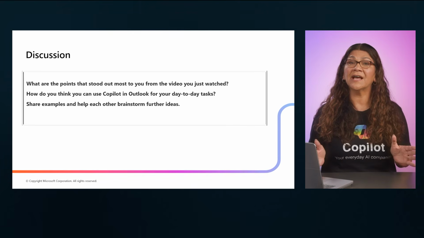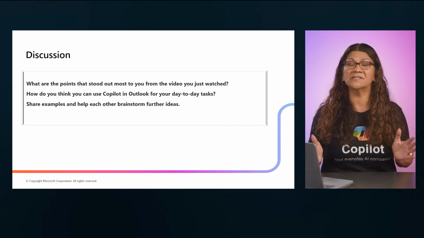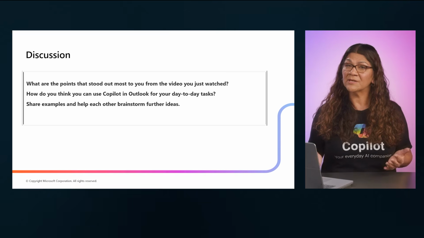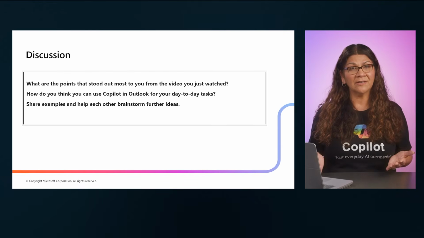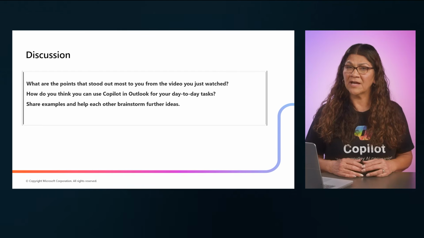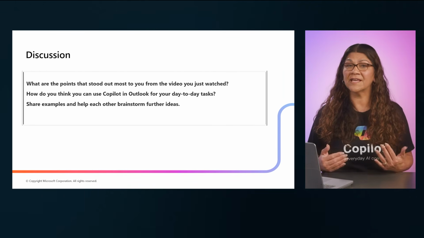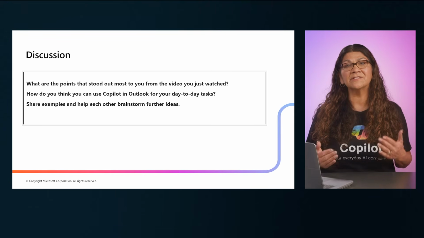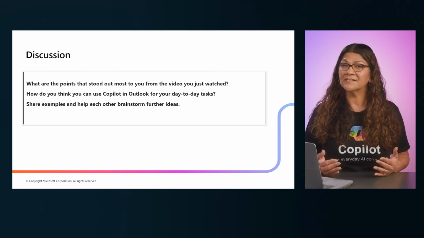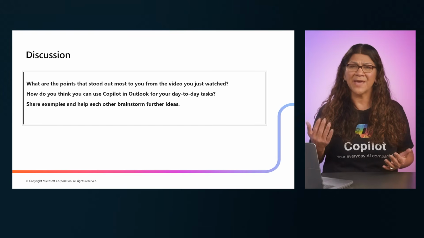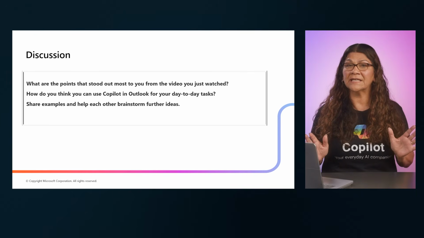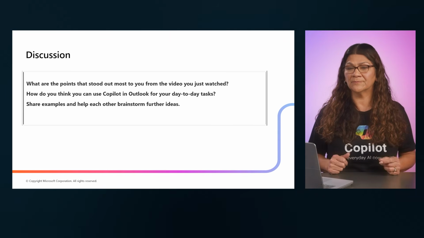Now is your chance to reflect on how Copilot and Outlook can make a real difference in your daily work. Think about what stood out most from the video, whether it was drafting emails faster, improving tone and clarity, or quickly summarizing long email threads, and how those capabilities could help you save time or reduce friction in your own inbox. Consider practical examples of how you might use Copilot for day-to-day tasks like responding to stakeholders, managing complex conversations, or staying on top of action items, and uncover even more ways Copilot can support smarter, more efficient communication.